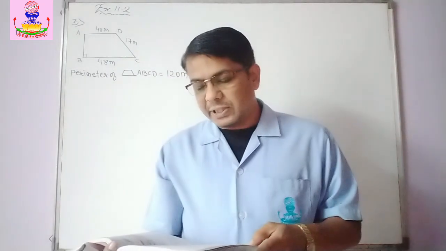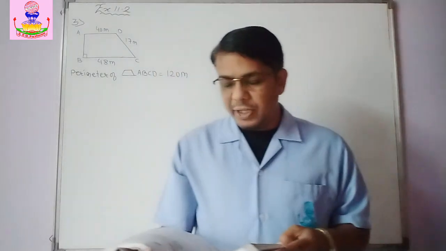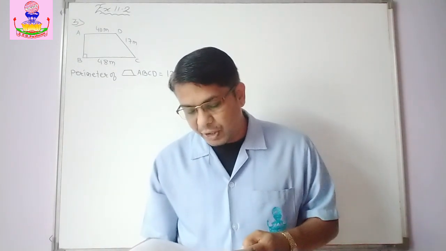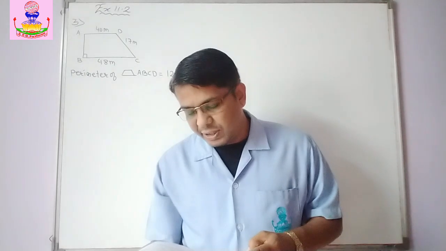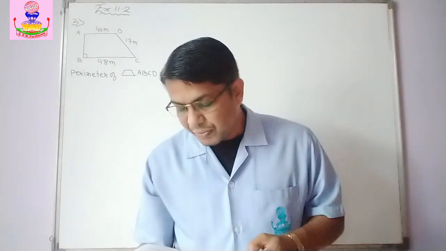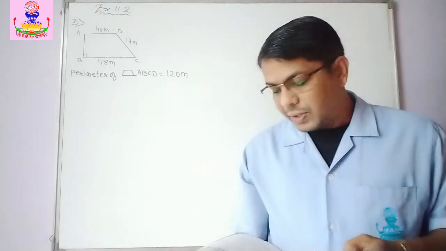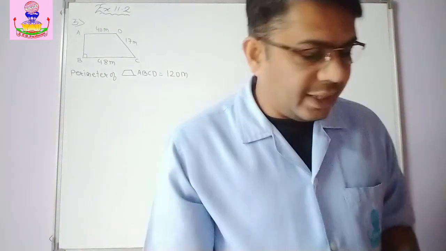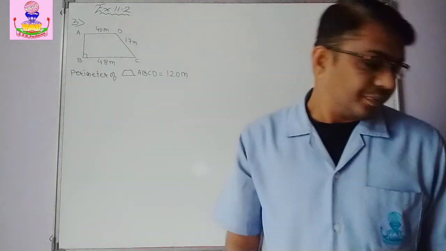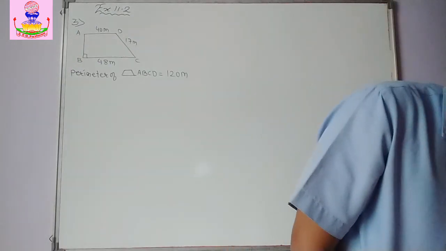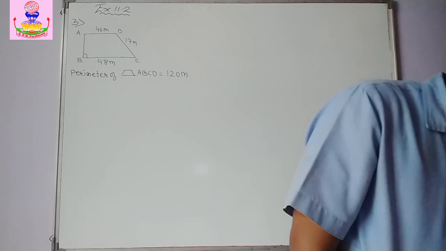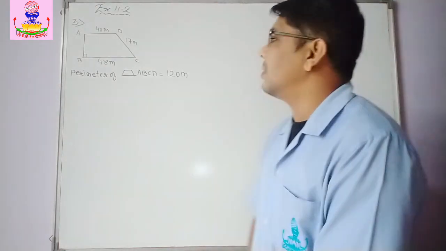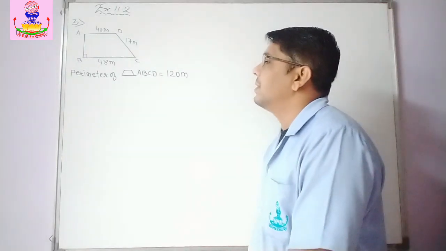The length of the fence of a trapezium shaped field ABCD is 120 meters. If BC is 48, CD is 17 meters and AD is 40 meters, find the area of this field. Side AB is perpendicular to the parallel sides AD and BC.